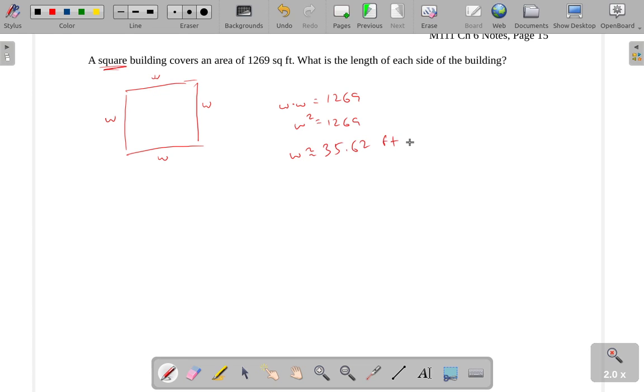So the length of each side of the building is approximately 30. That looks like a square there. This is intended to be a squiggly equals. W is approximately equal to 35.62 feet.